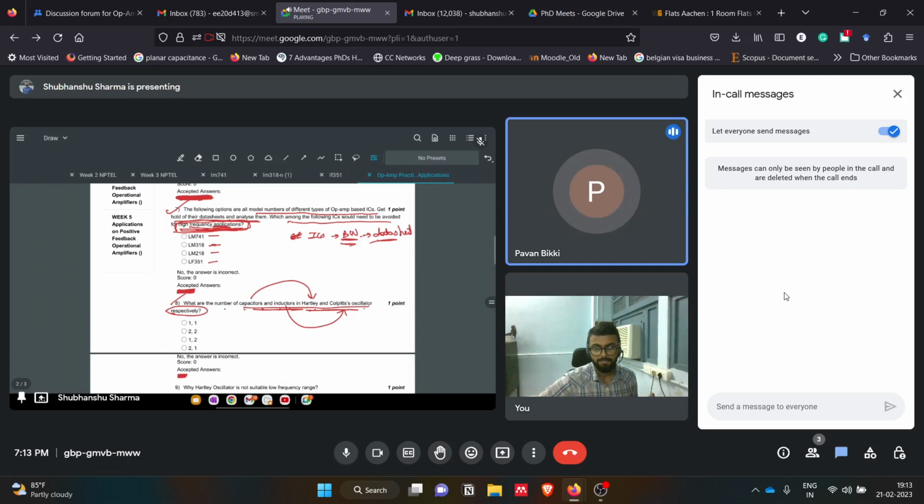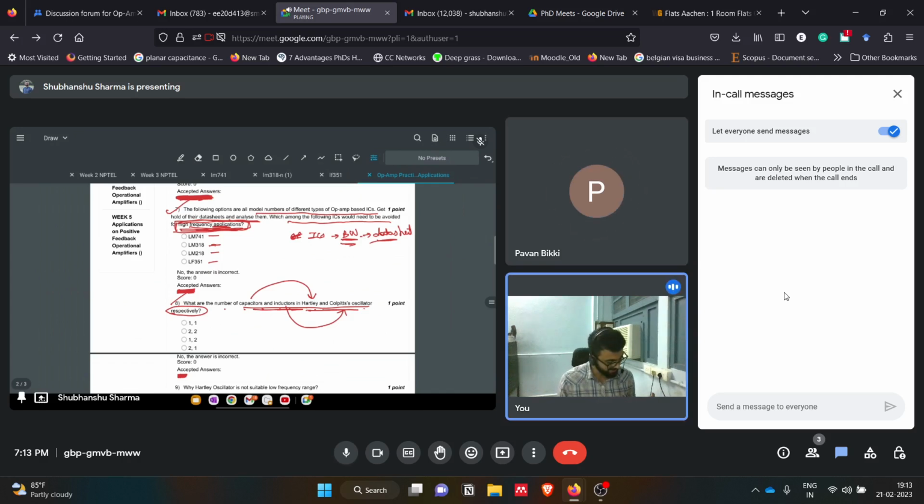Actually, the question is that there are two inductors and one capacitor, and two capacitors and one inductor. That is there. But how to understand this question? Because my answer was wrong for this question. I know the answer structure, and in this way you will understand. I think then the answer is right.